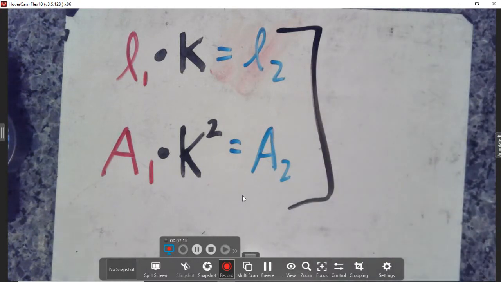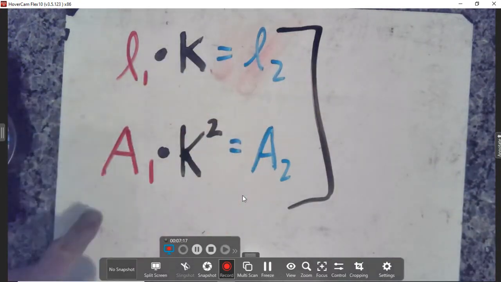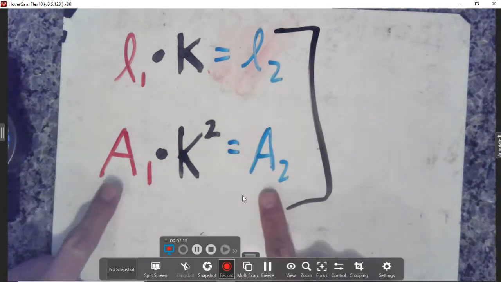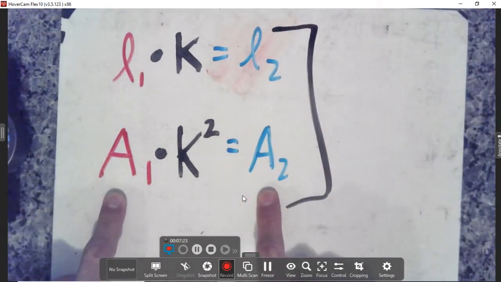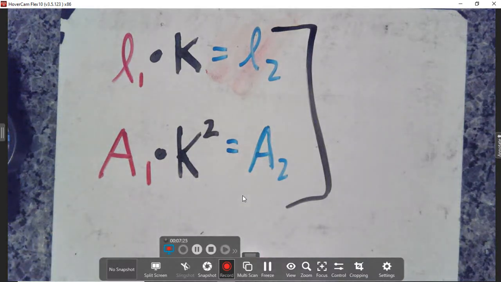It's the relationship between the length scale factor and how the areas of those same shapes, how those two relate. All right, so let's go ahead and look at an example. Now, actually, real quick, let's talk about why this is important.